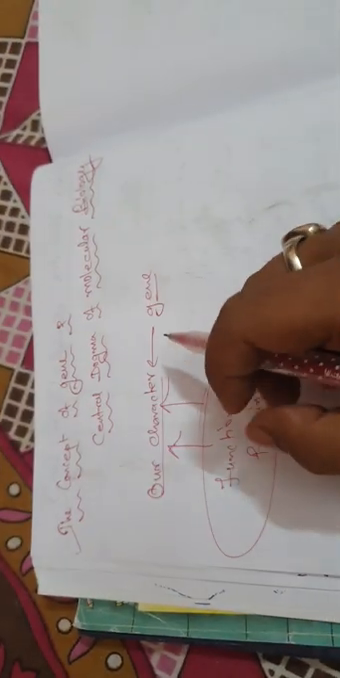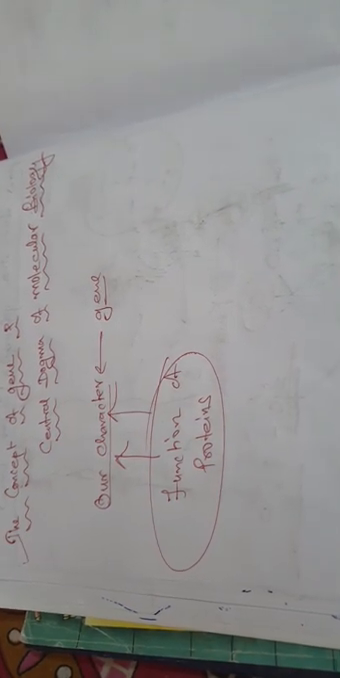Whether you are blue-eyed, you have black hair or brown hair, you are tall, you are short, or a plant is having what kind of fruit or seed or leaves, all these things are known as our character. Characters have different kinds of traits, like blood group. Blood group is a character, and it has traits like A, AB, B, or O. Skin color is a character, black or white is a trait.